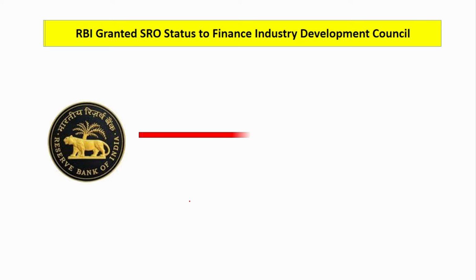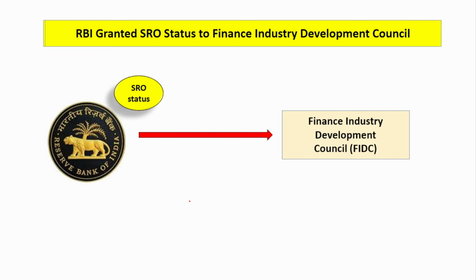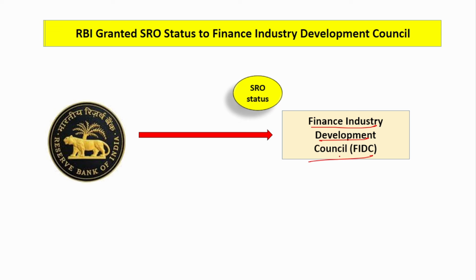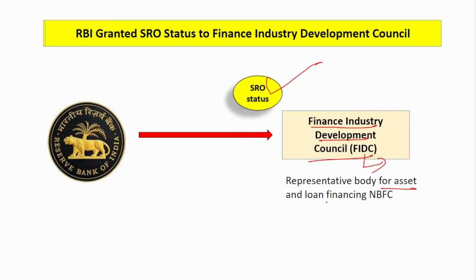Next, RBI has granted SRO status, that is self-regulatory organization status, to the Finance Industry Development Council. The Finance Industry Development Council has now received this SRO status from the Reserve Bank of India. This industry body represents the asset and loan financing NBFCs. I'm sure under NBFC there are various types of NBFC.